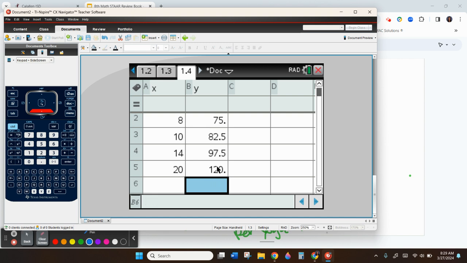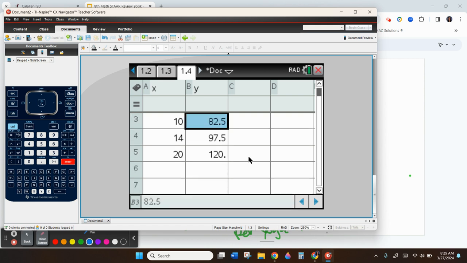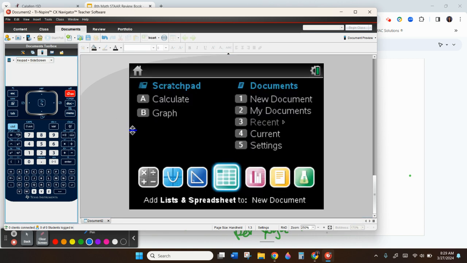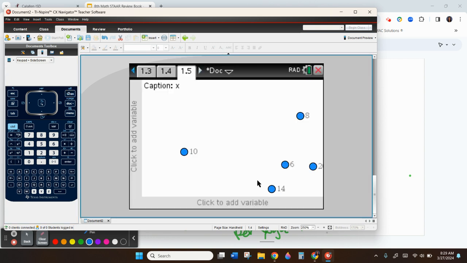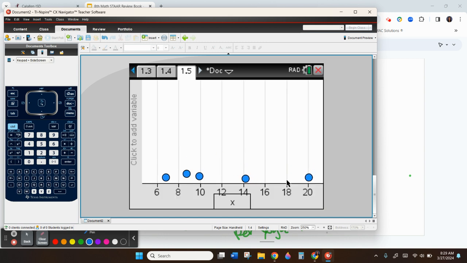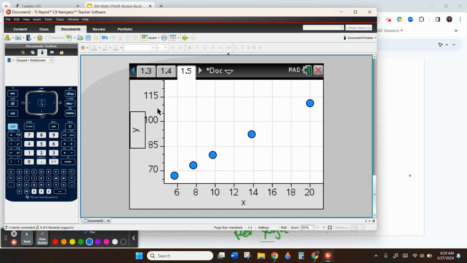Once you've typed in all of your x's and your y's, make sure that you push enter. Don't leave your calculator blinking like this. Make sure to push enter and have them all typed in. Okay, now that they're all typed in, click home, and we will move over to the purple one. In the purple one, which is data and statistics, at the bottom click where it says click to add variable, and you will click x. Over here on this side, click y.